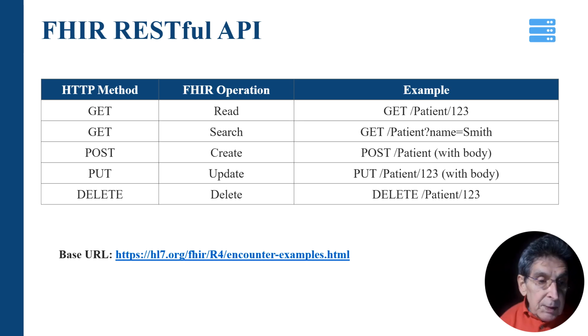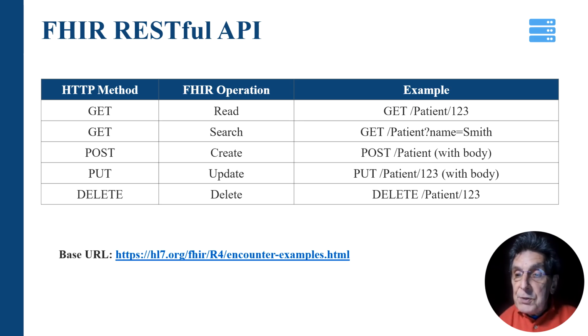FHIR uses standard HTTP methods, which means the API is intuitive if you've done any web development before. GET retrieves resources, like GET patient 123 retrieves the patient with ID 123. GET patient name equals Smith searches for patients with the name Smith. The URL patterns follow the REST conventions.